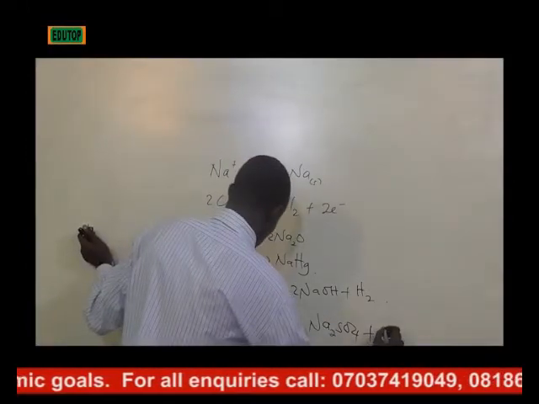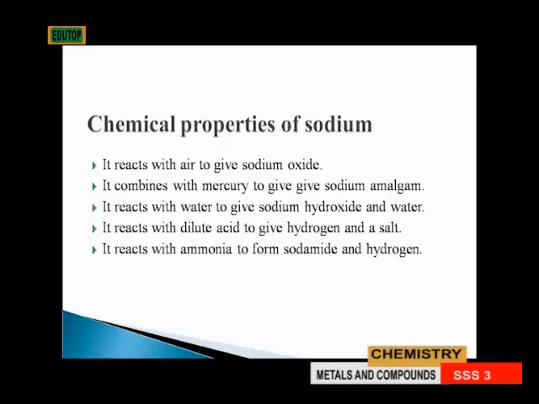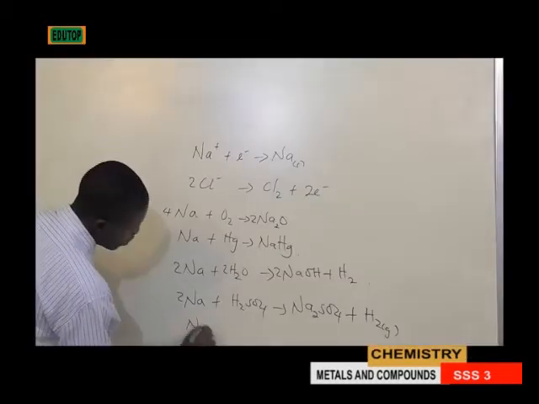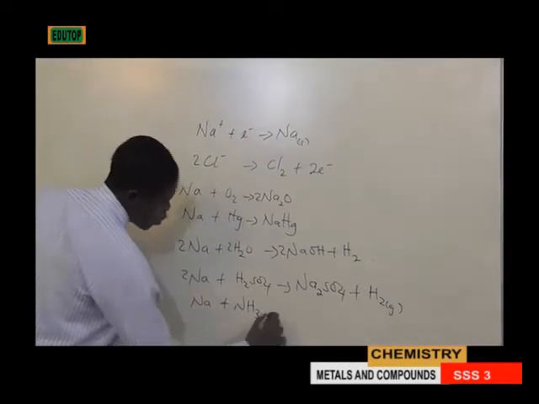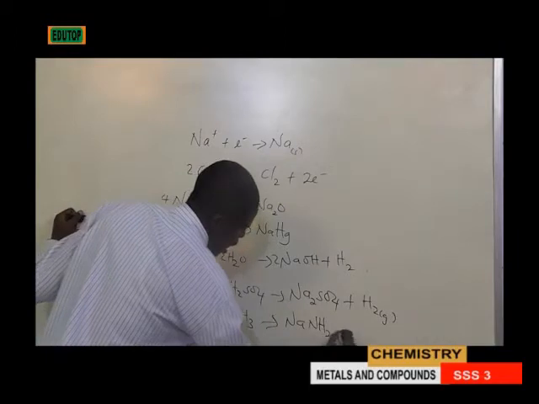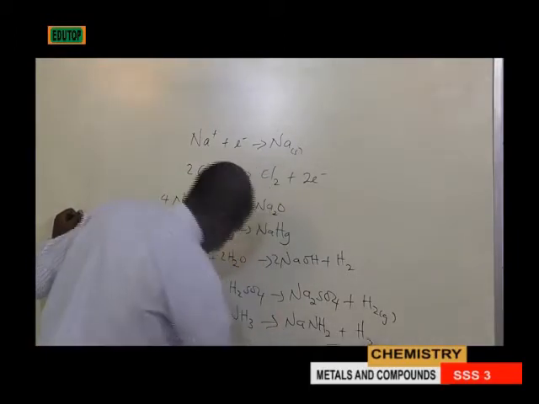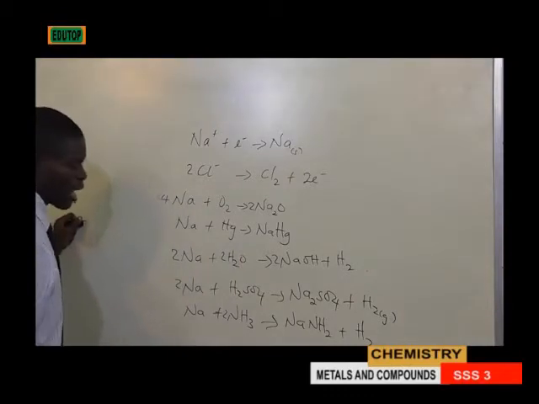Hydrogen. Give the salt and hydrogen. Then it reacts with ammonia to form sodamide and hydrogen. Sodium combines with ammonia to form sodamide, and this is sodamide. Sodamide and hydrogen combines with this to form sodamide and hydrogen.